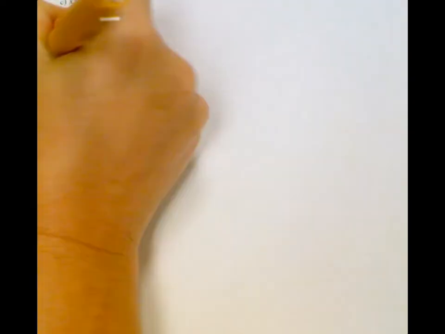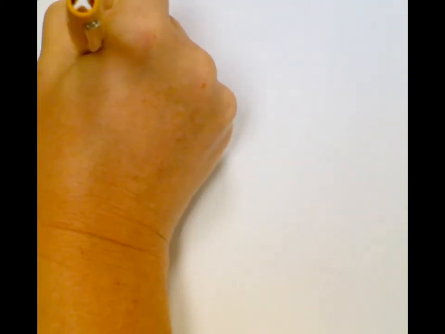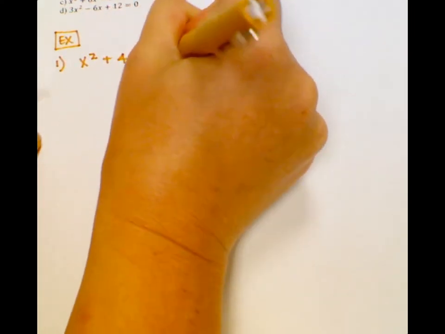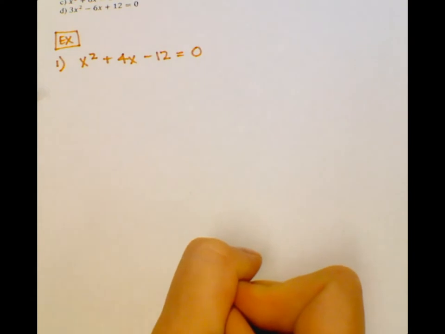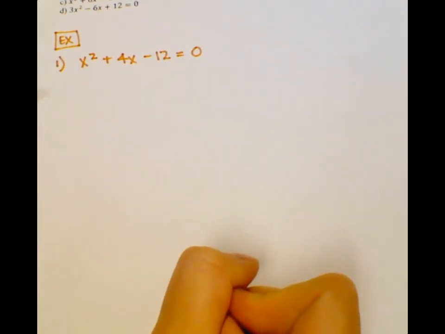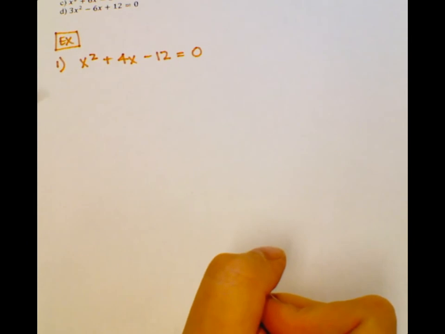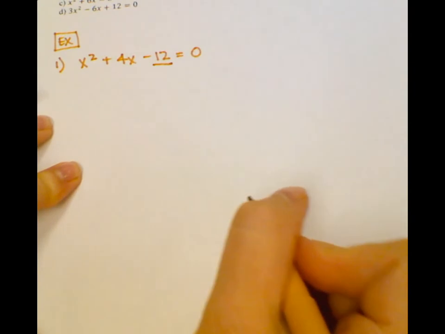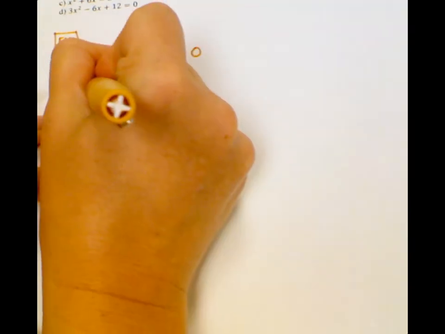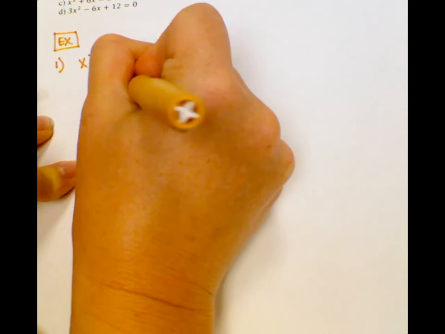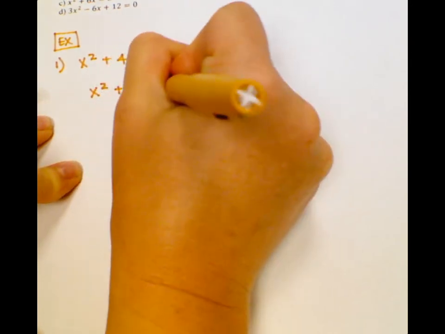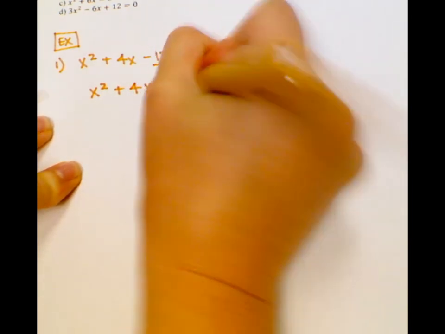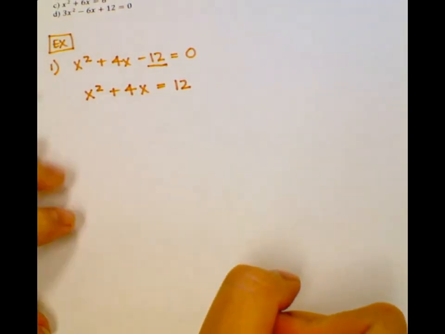So our first example is going to be x squared plus 4x minus 12 equals 0. All right, now the first step in completing the square is to get the constant on the right. So this guy right here is the constant. Remember, the constant is the guy without the variable. So I'm going to go ahead and bring him over. And if he's negative over here, what's he going to be over here? Positive. Okay, so that's the first step.